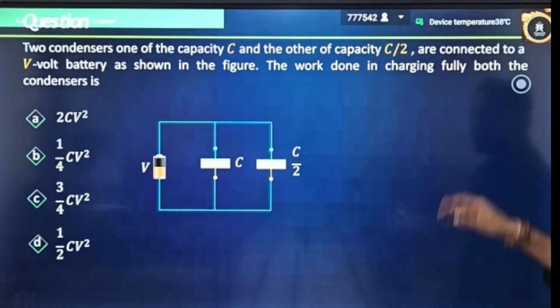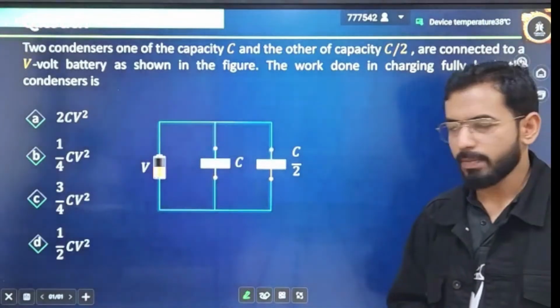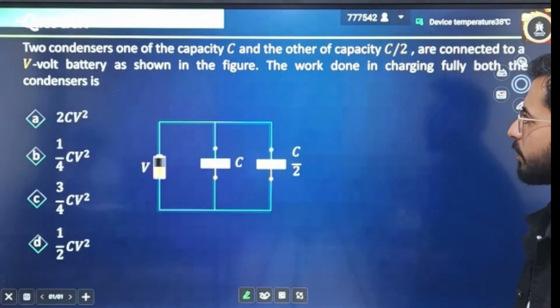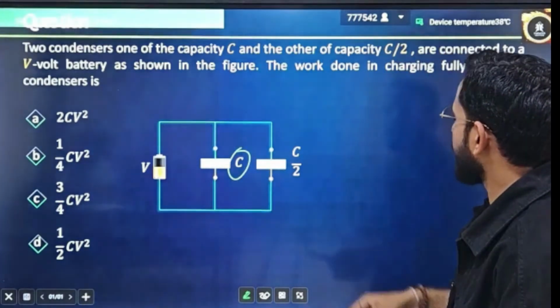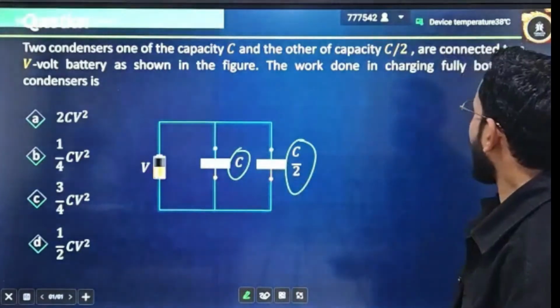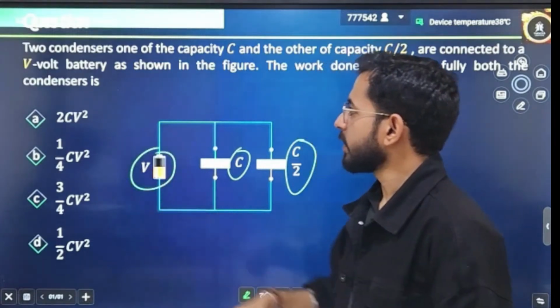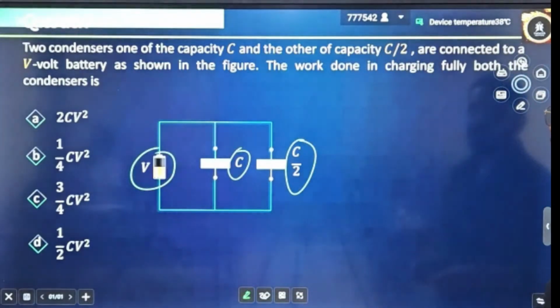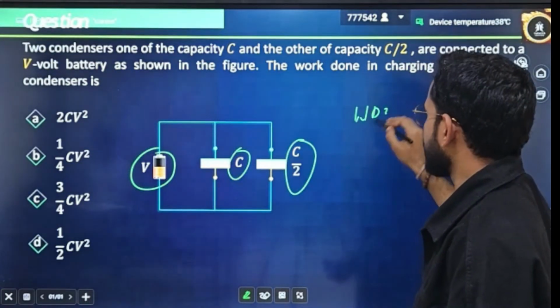Now here the question is what? Read the question. Two condensers, I have already told you condenser is also used as a term for capacitor. One has capacity C, there is a diagram also made, and the other has capacity C by 2. They are connected to a battery V, as shown in the figure. The work done in charging fully both the condensers.